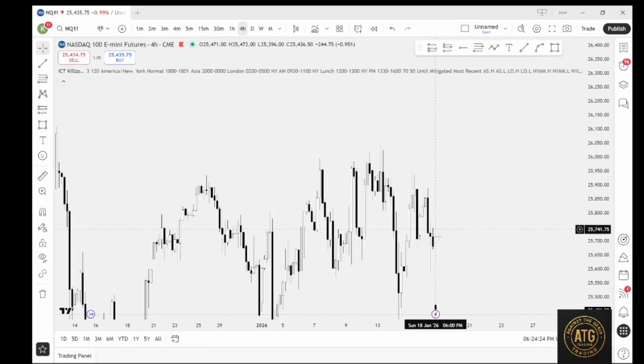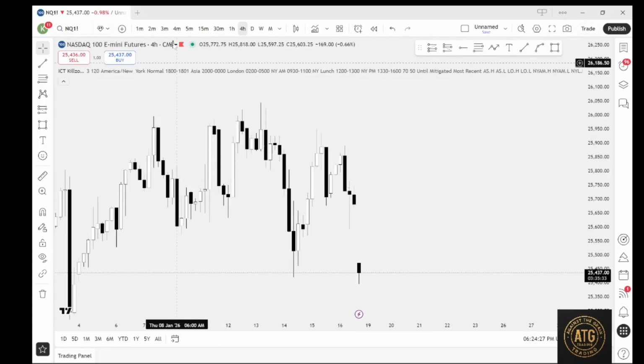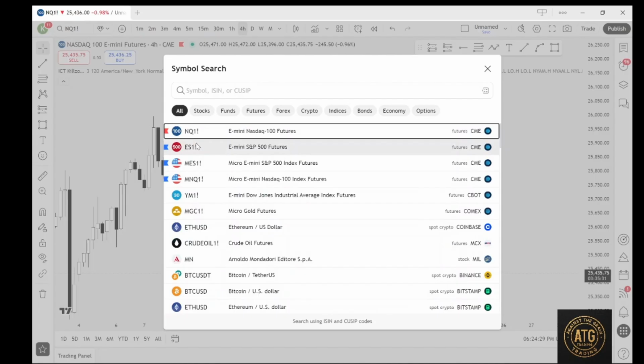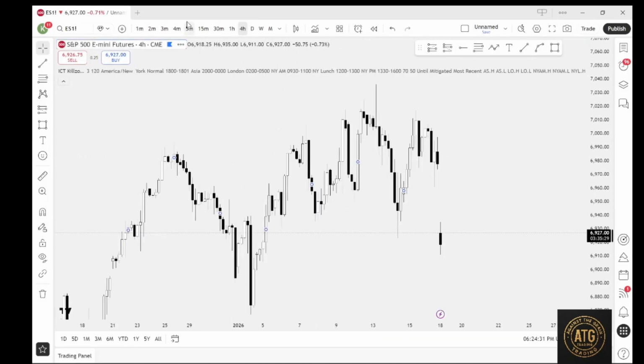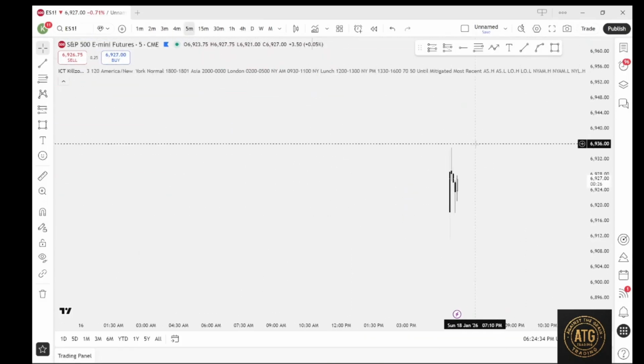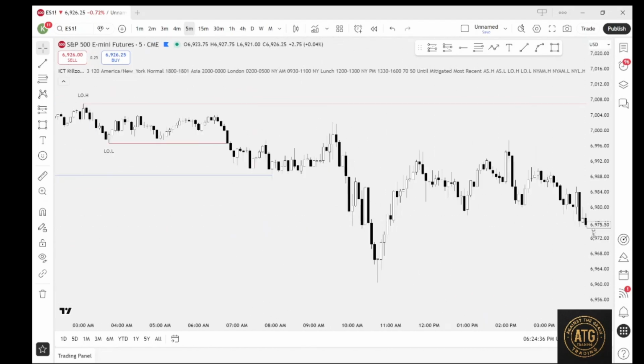The trade from Friday. I still can't believe we gapped down that far. That's absurd.